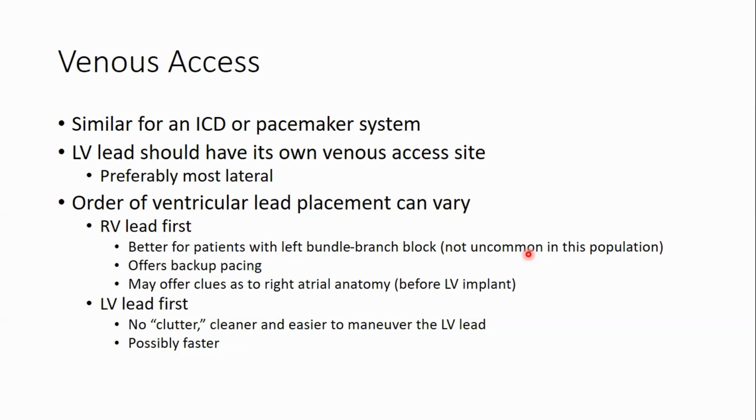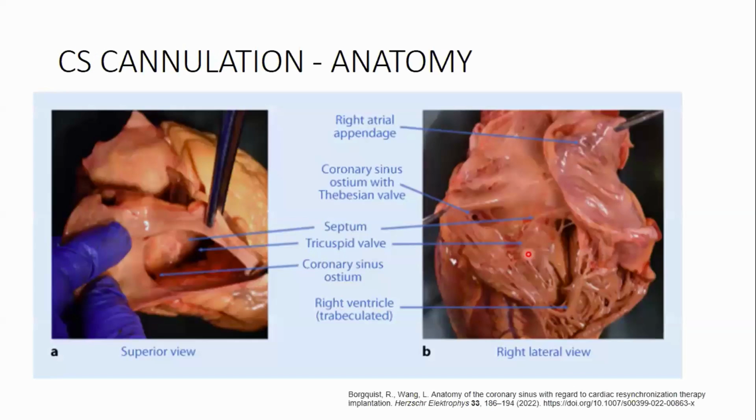On the other hand, more experienced implanters sometimes go for the LV lead first, because then there isn't too much technology in while you're trying to cannulate, and potentially it might be faster. However, most people I know would implant the RV lead first. There's a small risk of dislodging the RV and RA lead as you are trying to cannulate the CS, but a lot of the times that can then be repositioned.